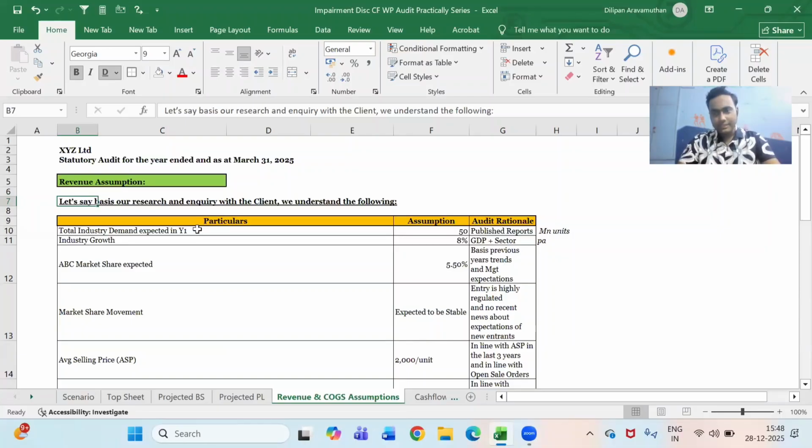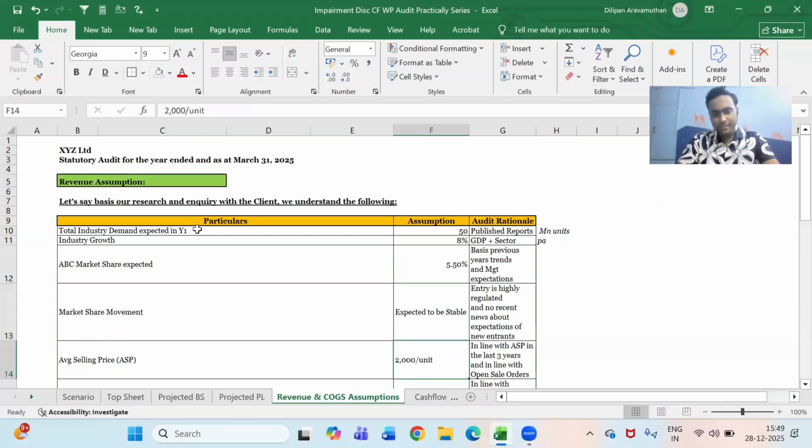Let us say in the industry in which ABC Limited operates, the total demand expected in the first year of projection is 50 million units, right? So we trace this to a published report. And let us say the industry is expected to grow by 8% year on year. I hope that is clear. Let us say ABC in the industry has a market share of 5.5%, right? And let us say the market share is expected to be stable. In the sense, it is going to be 5.5% of the total market size every year. Because let's say entry and exit are regulated in this industry and it is not easy. So we are presuming that ABC is expected to maintain its market share as it is.